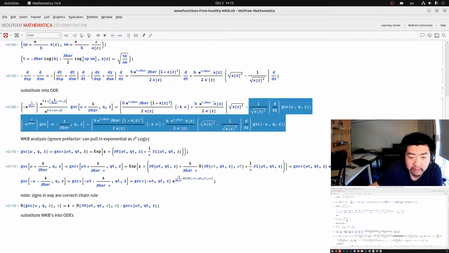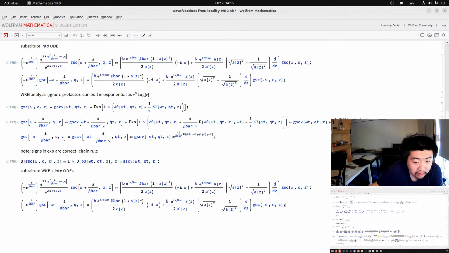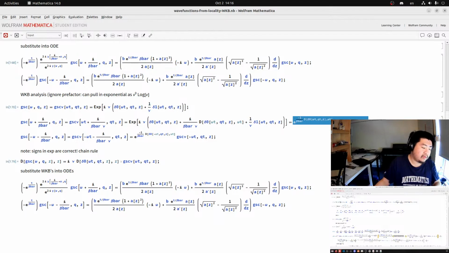Right, so let's take these things and start. Well, what I want to do is let's put this here, and same thing here. So I want to ignore the prefactor for now. The prefactor will just show up as a log contribution. It should be easy to incorporate.